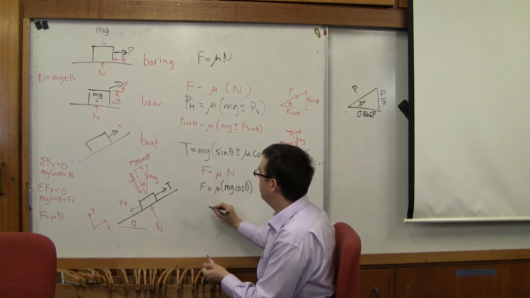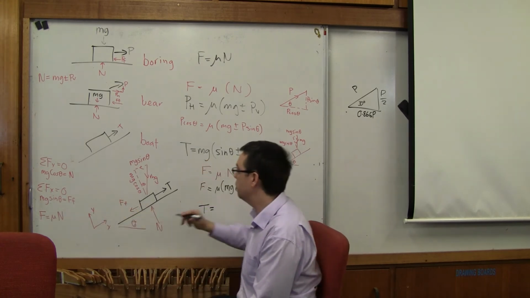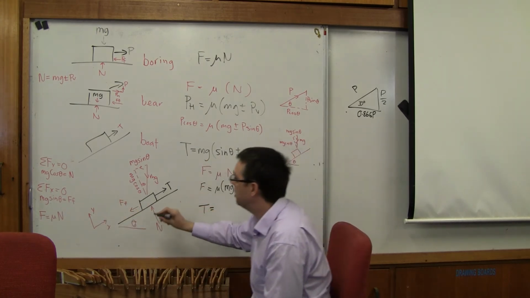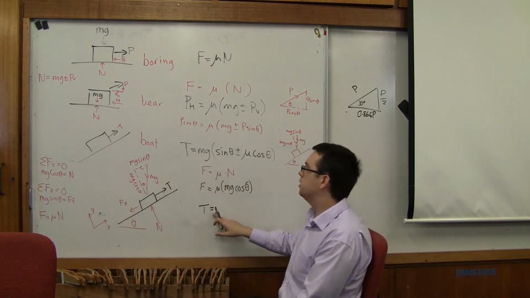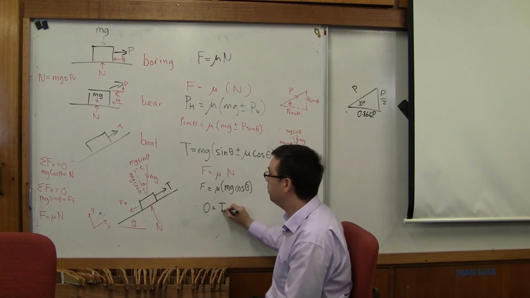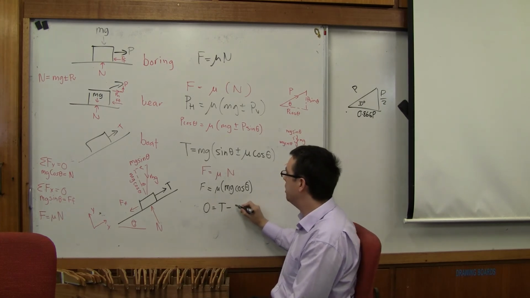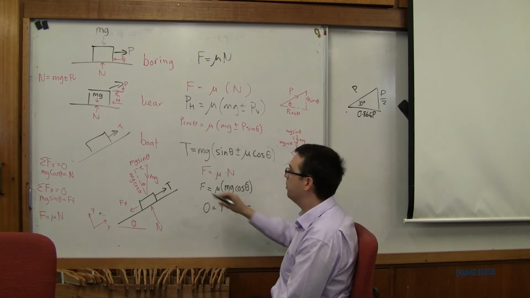Here's what we know. We know that in the sum of our forces in the x direction, we now have tension. If we set this direction as positive, that's positive. We have 0 equals T, which is positive. We have minus F. And is this going down? It's also going minus mg sine theta.